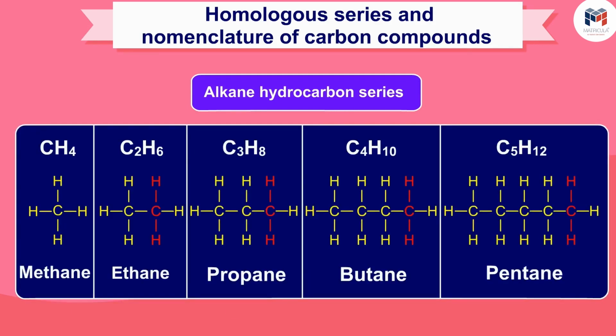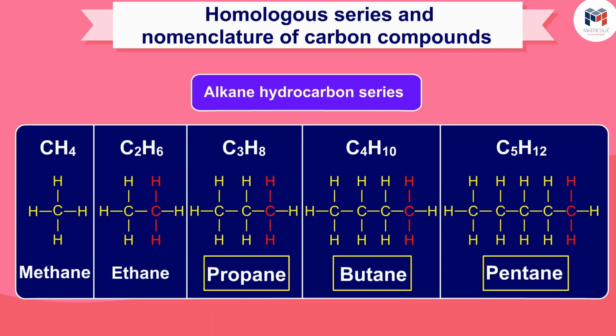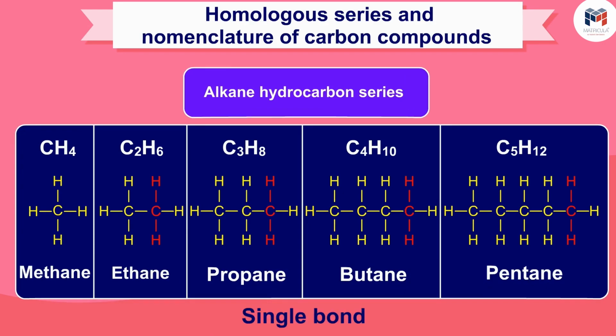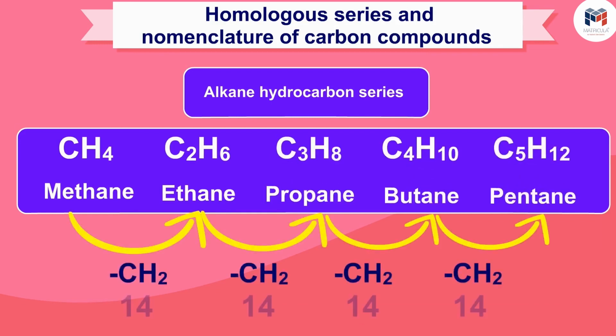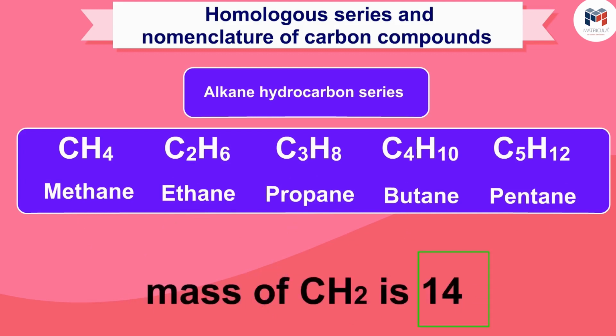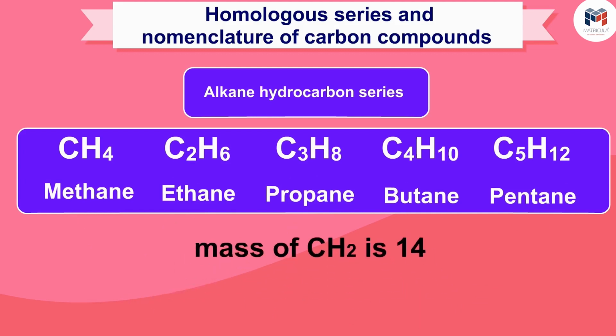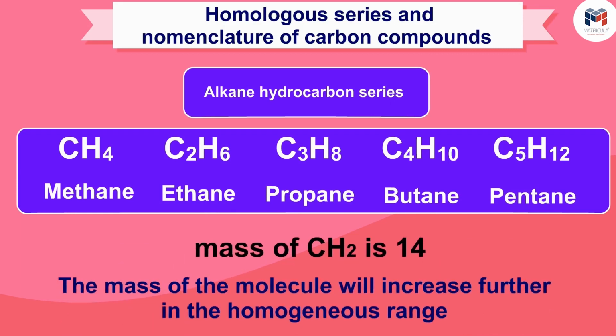All carbon compounds in this category have single bonds, and so "ane" will be added at the end of the name, such as methane, ethane, etc. It also means that there is a difference of 14 mass from one unit to another unit. Because the mass of CH2 is 14, as the mass increases in the homologous series, the mass of the molecule will increase.